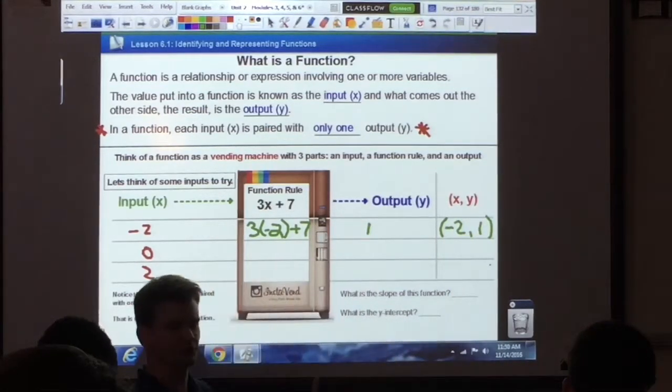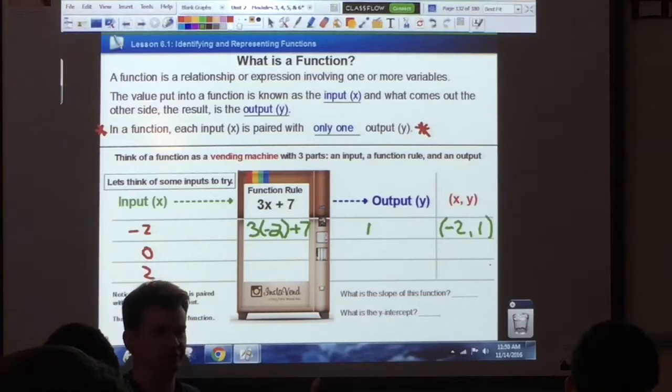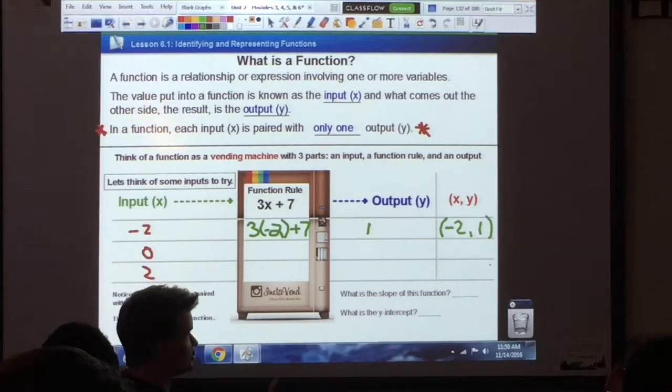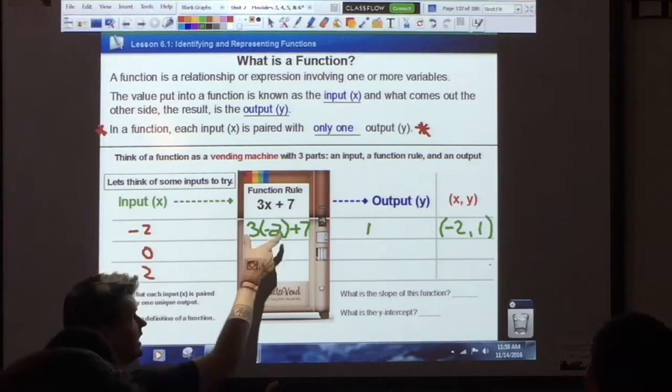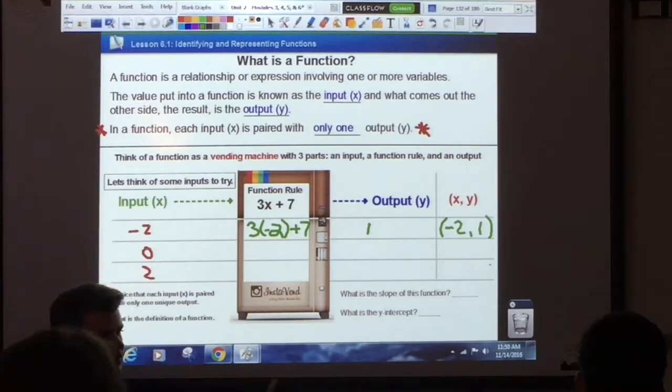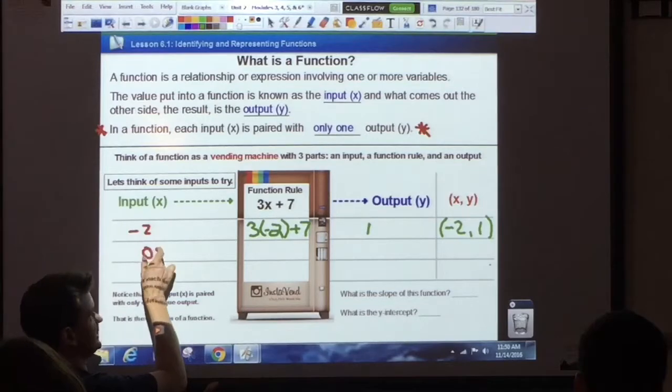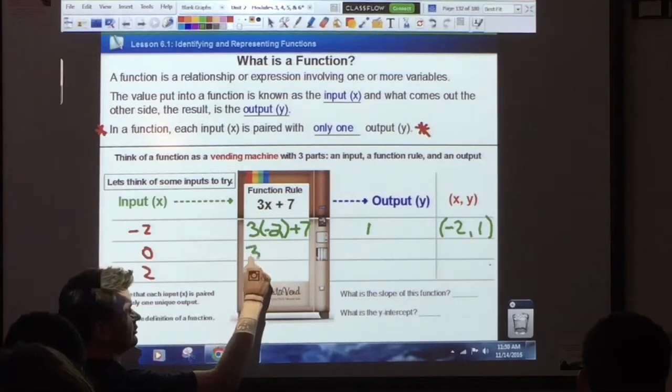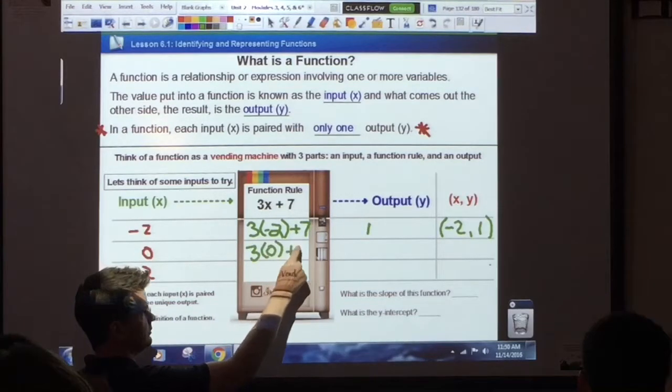Because as I'm sure you guessed, we can also graph functions. Right now, we're just starting with the basics. We have an input, we have a rule, we have an output, we create a coordinate pair. Pretty simple concept. Let's try 0 here. So we take 0, we put it into the machine. 3 times 0 plus 7.